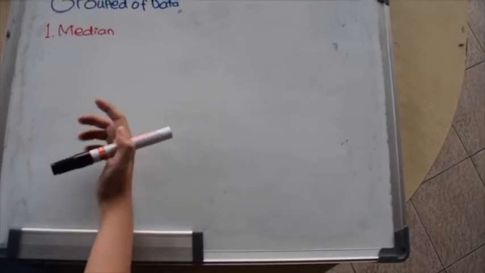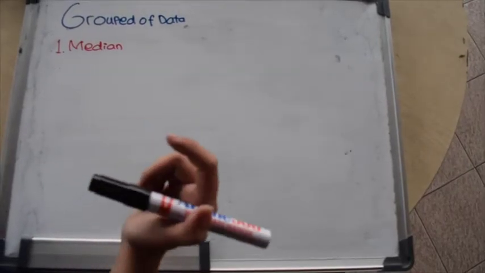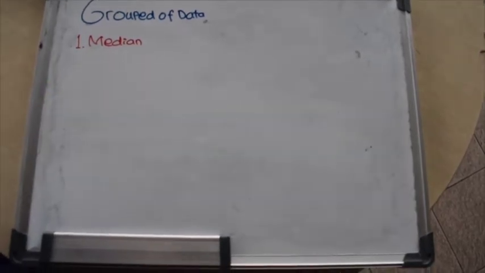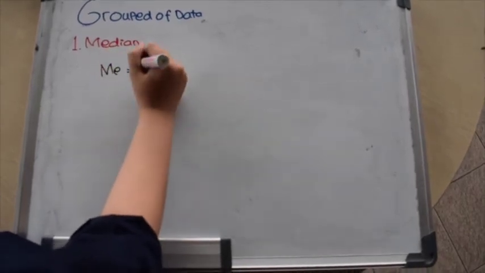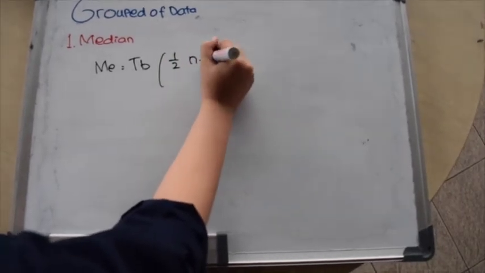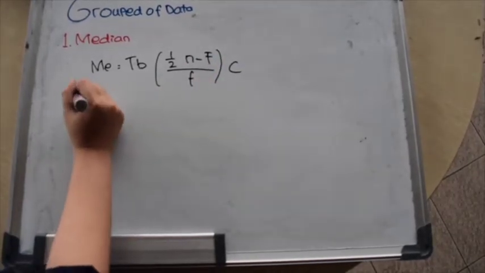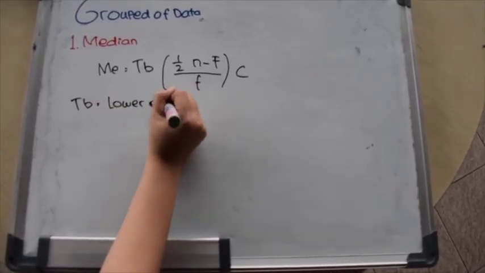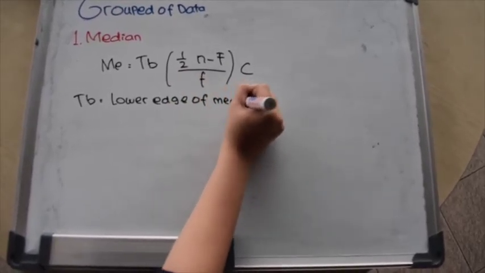First, I want to explain about the median. There are two kinds of median: the first is grouped data, and the second is single data. We will discuss grouped data. The formula of the median is: median equals Tb plus (n/2 minus F) divided by f, multiplied by c, where Tb is the lower edge of the median class.